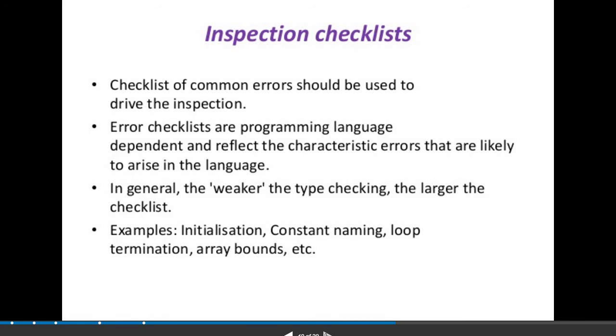So inspection checklist. A checklist of common errors should be used to drive the inspection. Error checklists are programming language dependent and reflect the characteristics of errors which are likely to arise in the language. So in general, the weaker the type checking, the larger the checklist. For example, initializations, constant naming, loop terminations, array bounds, etc.